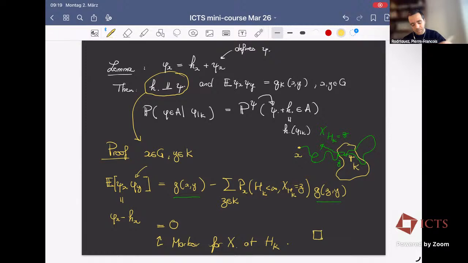So the other statement, the fact that psi has covariance g K, is done similarly and follows by a similar decomposition. Okay, any questions about what I just said?